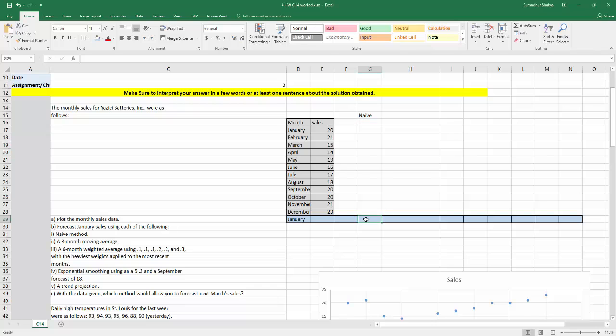Using the naive methodology suggests the forecast equals exactly the actual sales of the previous time period. The previous time period was December of last year. So the sales for January using the naive method would therefore be 23. Let me color this yellow.